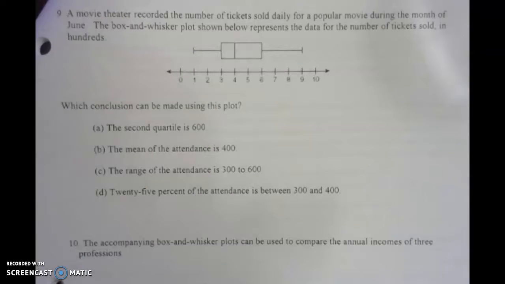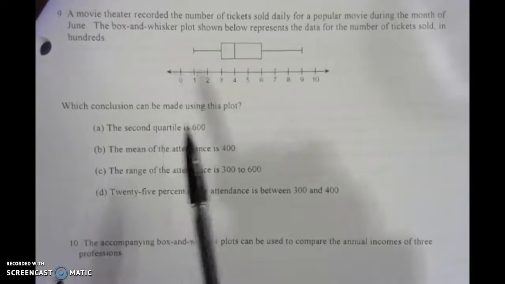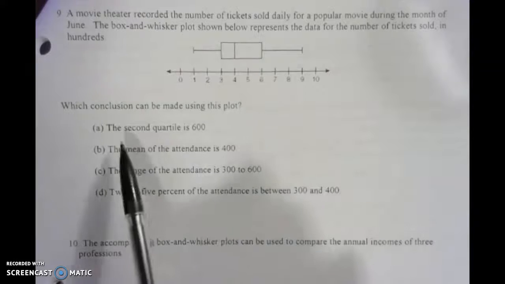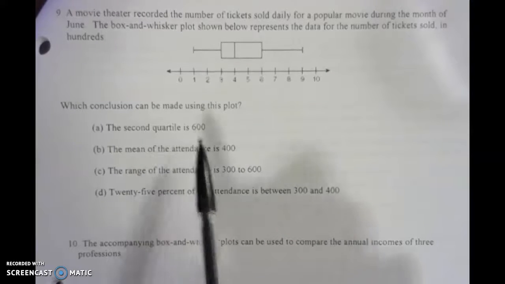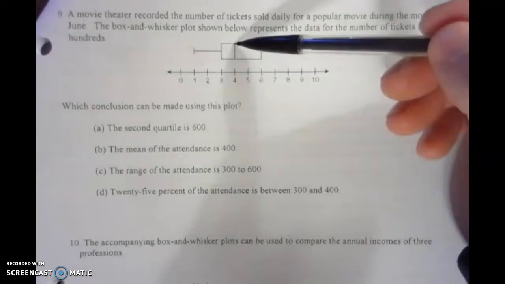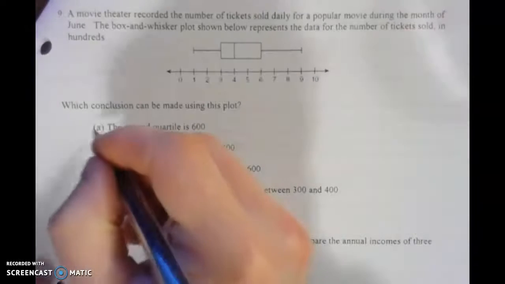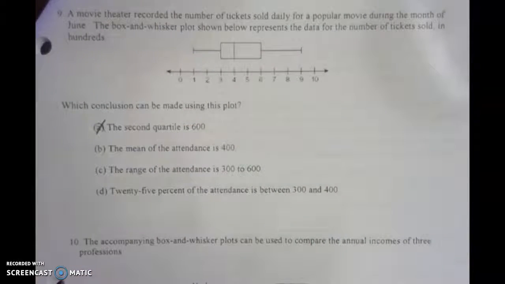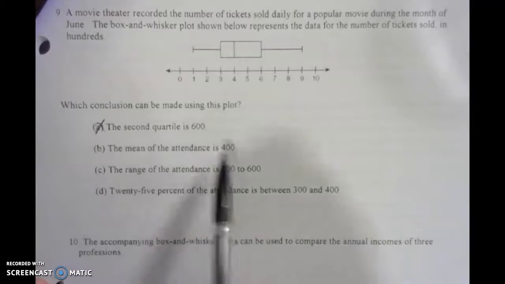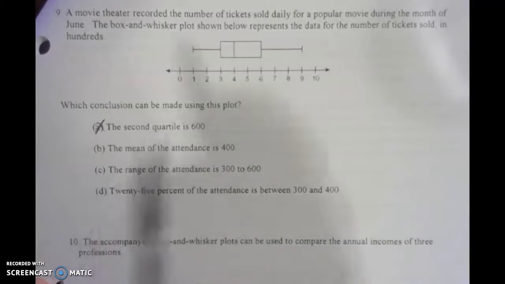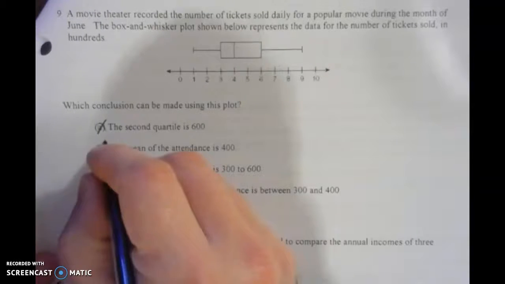The box plot in number 9 shows the number of tickets sold for a movie during the month of June. Which conclusion can be made from the box plot? A says the second quartile, or the median, is 600. Well, we drop that down, and that's at 4, which would be 400. These are in hundreds, so A is out. B says that the mean is 400. Well, the mean can't be figured out from a box plot, so that one's wrong as well.